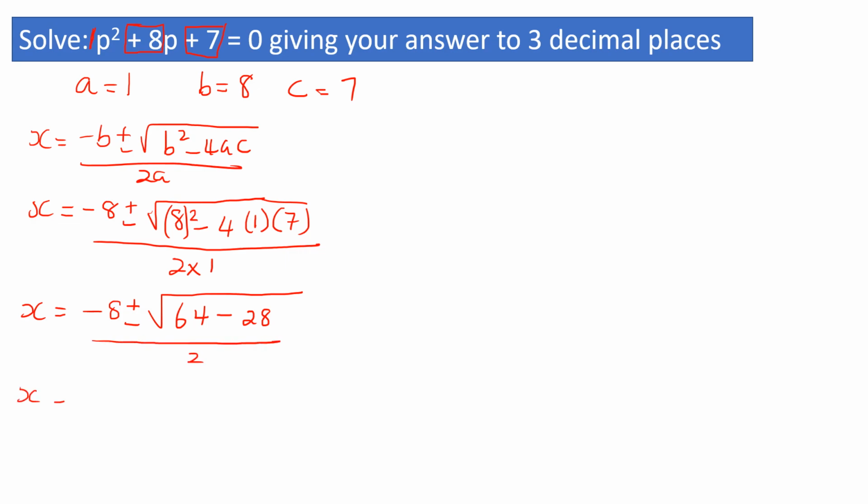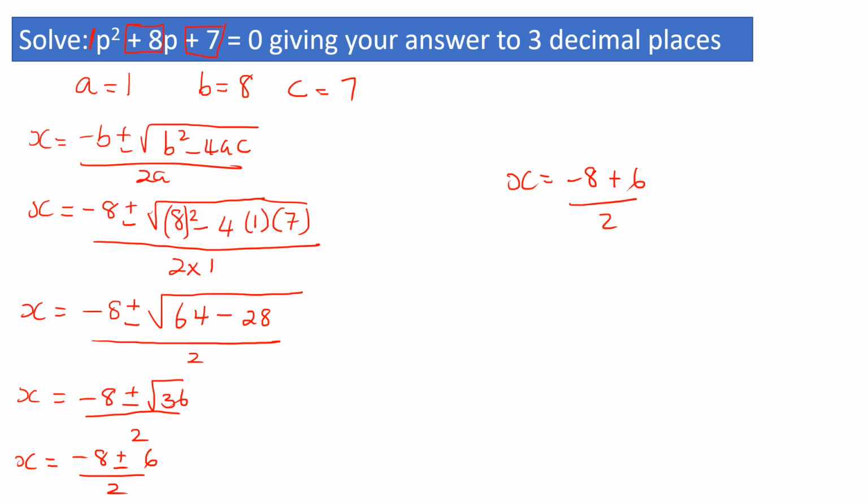So x equals negative 8 plus or minus. Now if we take 28 from 64, we get 36. So that's the square root of 36, all of that over 2. We know that the square root of 36 is 6, so that's negative 8 plus or minus 6 over 2. So we're going to get x equals negative 8 plus 6 over 2, and x equals negative 8 minus 6 over 2.